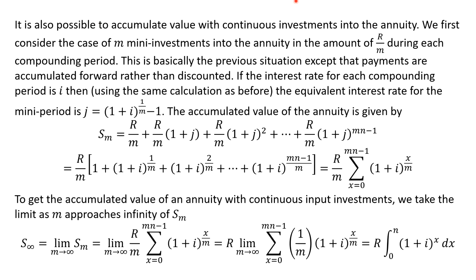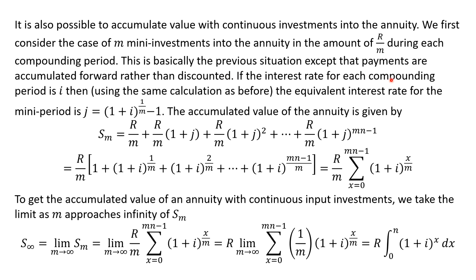It's also possible to accumulate value with continuous investments into an annuity. We first consider the case of m mini investments, and then we'll take the limit as m goes to infinity, just as we did before, into the annuity in the amount of R over m during each compounding period. This is basically the previous situation, except that the payments are accumulated forward rather than discounted.